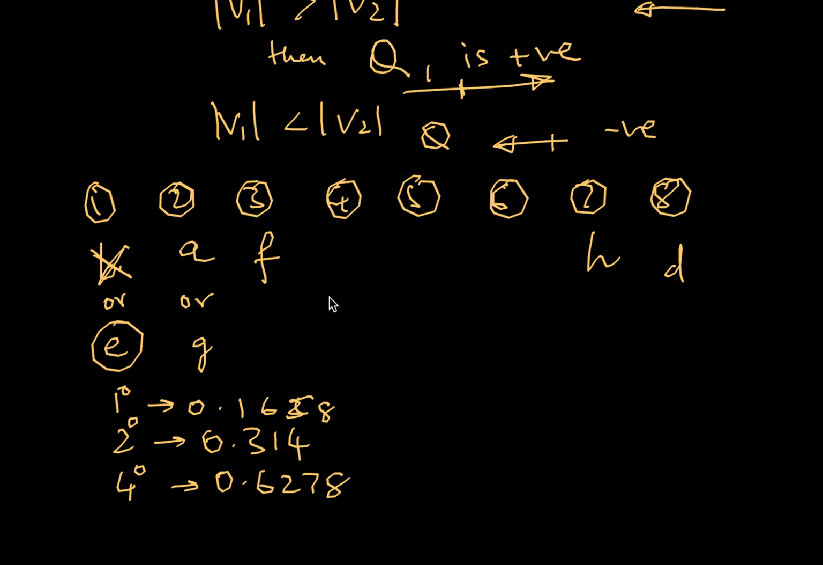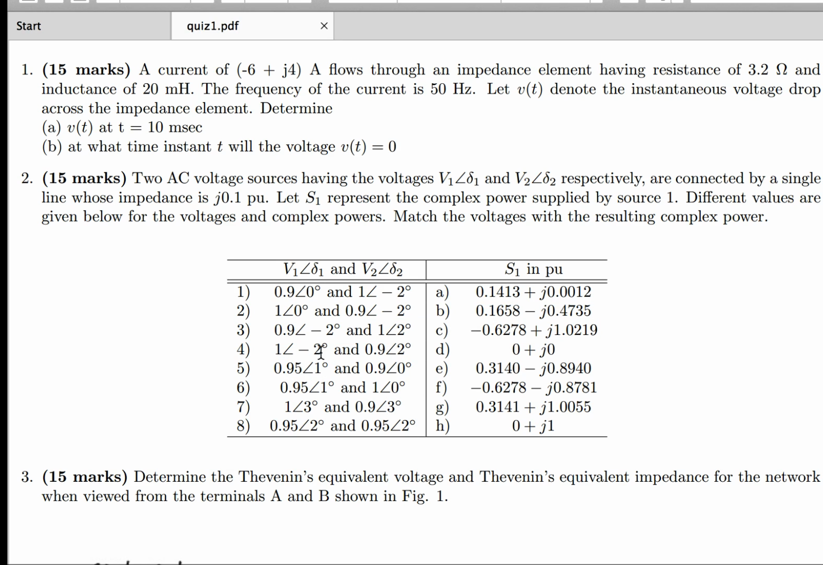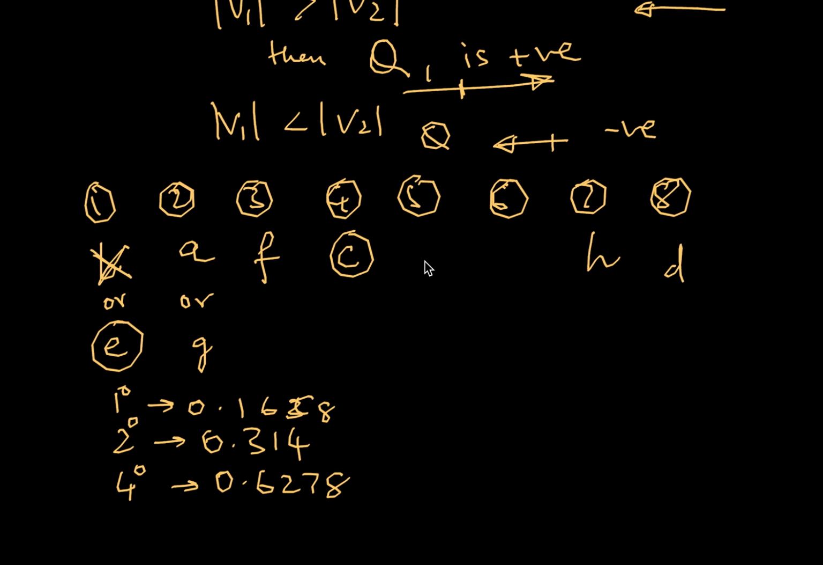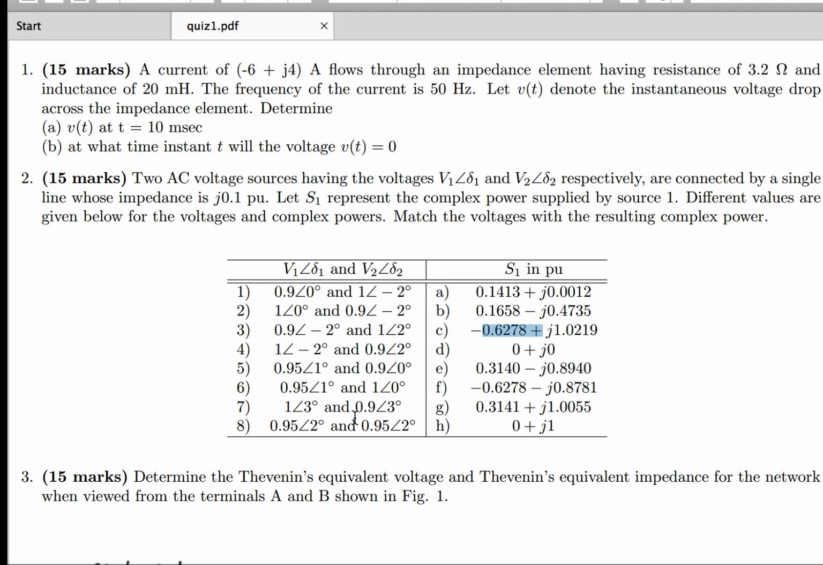So now come to 4. The angle difference is 4 degrees, and therefore I am looking for 0.672 and it is negative, so I can rightly match C. So 4 is C. What about 5?